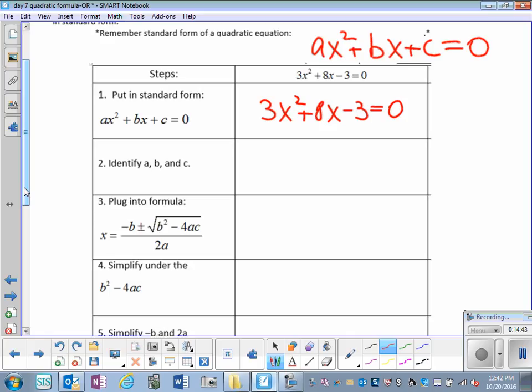Identify A, B, and C. So what is my A? 3. What is my B? 8. And then my C is negative 3.